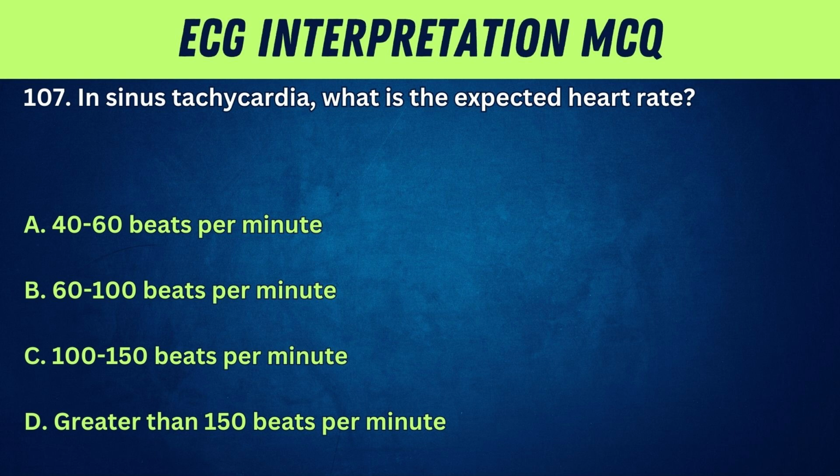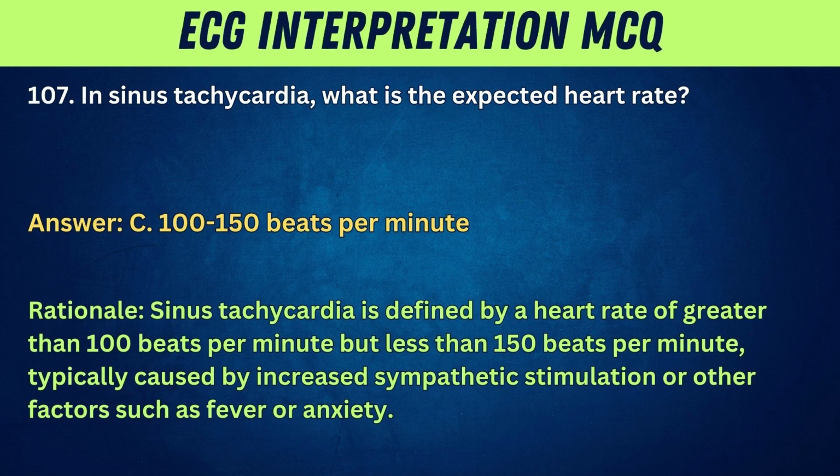107. In sinus tachycardia, what is the expected heart rate? A. 40 to 60 beats per minute. B. 60 to 100 beats per minute. C. 100 to 150 beats per minute. D. Greater than 150 beats per minute. Answer. C. 100 to 150 beats per minute. Rationale. Sinus tachycardia is defined by a heart rate of greater than 100 beats per minute, but less than 150 beats per minute, typically caused by increased sympathetic stimulation or other factors such as fever or anxiety.